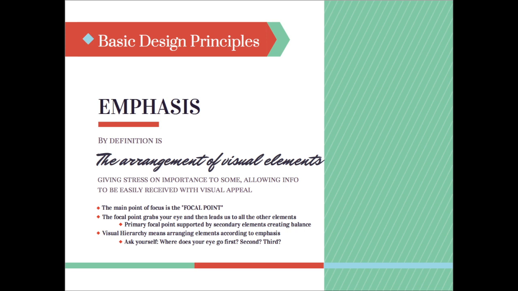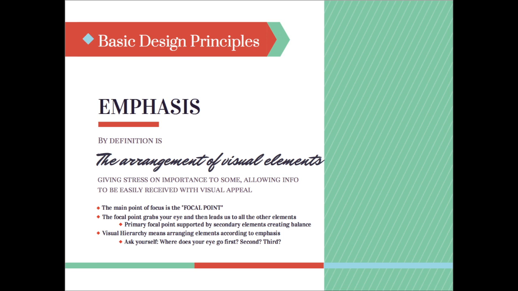Okay, moving on to the next principle, which is emphasis. By definition, emphasis is the arrangement of visual elements, giving stress or importance to some elements and allowing info to be easily received with visual appeal. So the main point of focus is the focal point. The focal point grabs your eye and then leads us to all the other elements and it's usually predetermined. What you want someone to look at first is going to be your main focal point. And then you want to lead their eye to what you want them to see next. So maybe it's an opt-in, maybe it is a call to action. You can be very deliberate in how you position things based on what you want your customers, your clients, your visitors to do. So your primary focal point is supported by secondary elements, creating balance.